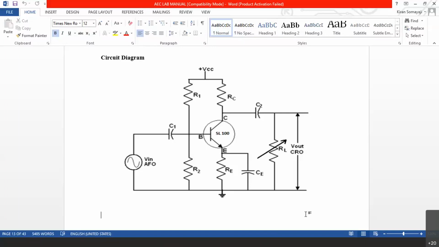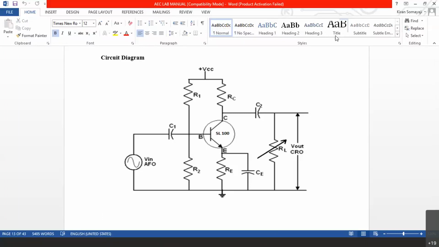So B, B, R, O, Y, G, B, V, G, W. That is how I remember. So black, then brown, then red, orange, yellow, green, blue, violet. After violet, it is gray. After gray, it is white. This is how I remember the color code. So using the color code, you will have to identify the values of the resistors.